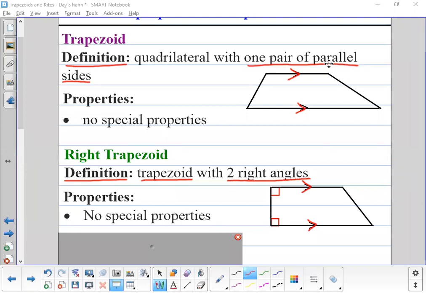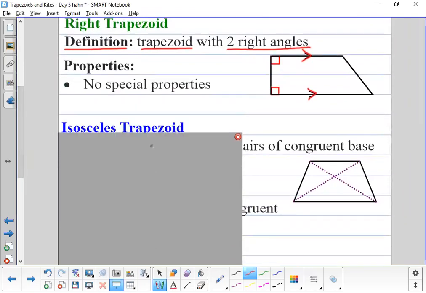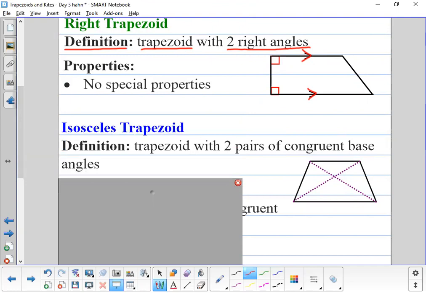The next trapezoid we're going to talk about is the isosceles trapezoid. So let's start with the definition. An isosceles trapezoid is a trapezoid, so that means we've got one pair of parallel sides with two pairs of congruent base angles. So the definition is using the idea that the base angles are congruent.